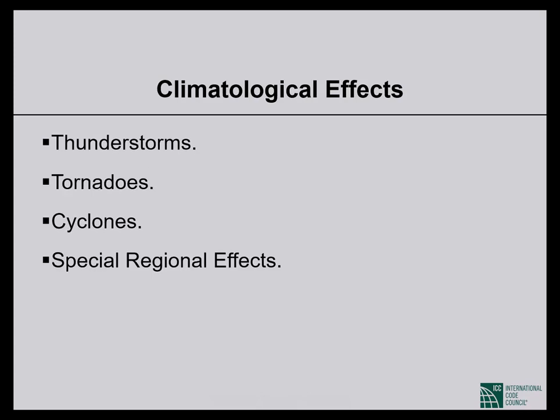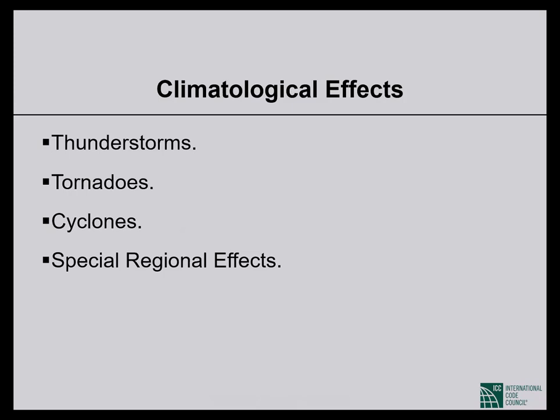When we use the word storm, climatological effect, these are the various types that we typically deal with. Thunderstorms that you are, I'm sure, all familiar with. Tornadoes, depending upon where you are, tornadoes don't strike everywhere. Cyclones. Cyclones are called hurricanes in this part of the world, the other side of the Atlantic. And the word typhoon is used in some parts of the world. They are very similar storms.